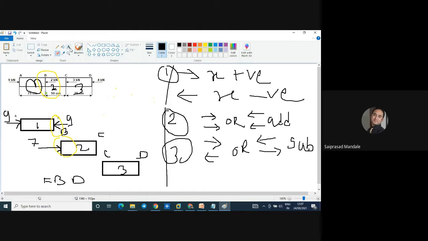So I'm going to balance this by 7. Now what about C? Here C is 3 kilonewton, and it has some 7. Can anybody tell me how much force I have to apply over here so that the resultant will be 4?